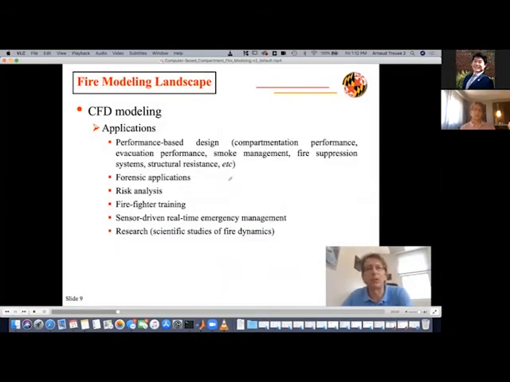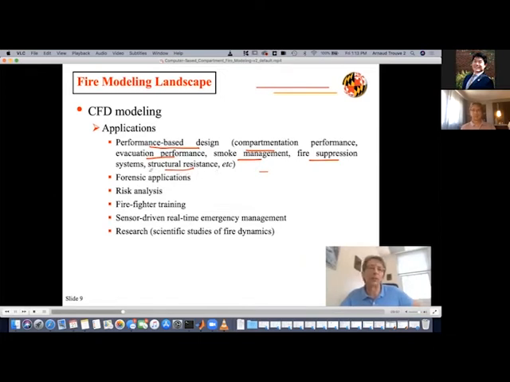The domain of application of CFD models is pretty wide now, primarily performance-based design, where CFD tools or fire models can be used to evaluate the performance of a building in the case of a fire scenario or fire event, in particular the compartment performance of the building, whether the fire is contained in a limited space, the evacuation performance, the people behavior performance, the performance of the smoke management system or the possible fire suppression system, and possibly as well the structural performance of the building in case of a fire.